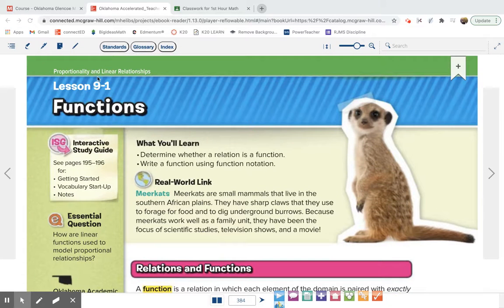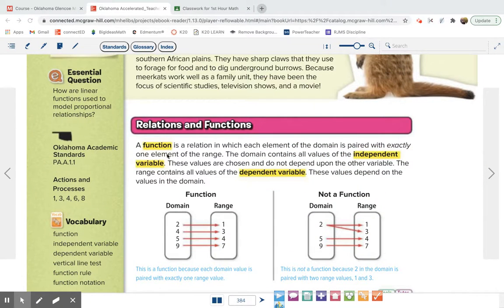So this is lesson 9-1, functions. In this lesson, it says a function is a relation in which each element of the domain is paired with exactly one element of the range. So you might write these two words down somewhere, domain and range. Domain is your x values, range is your y. We've kind of mentioned that before.